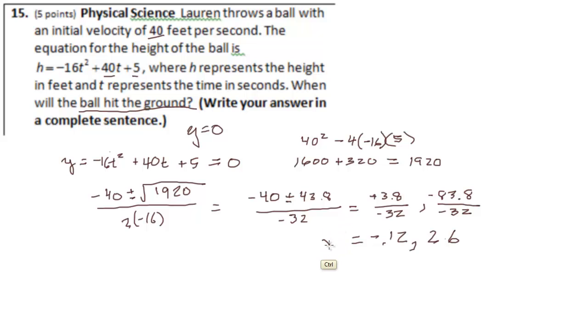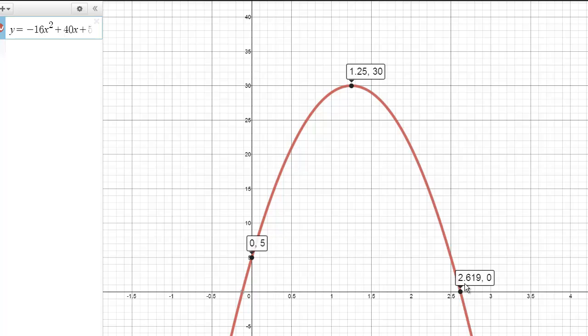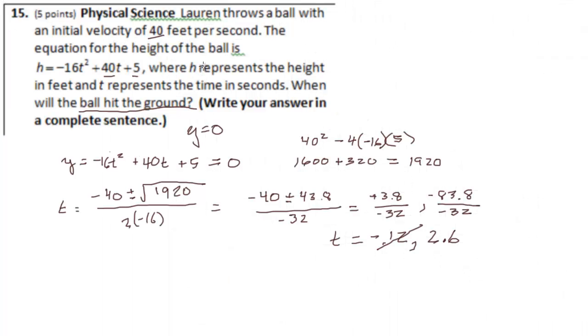Let's back this up. T is equal to one of those values. This negative, that's negative time, and we don't need to consider that. It's 2.6 is our value. And just going back to here, 2.6 is the value we're looking for. So looking at the question, when will the ball hit the ground? It's about 2.6 seconds.